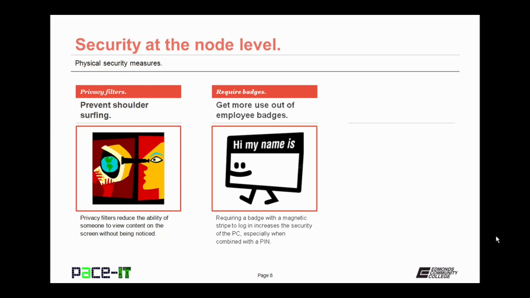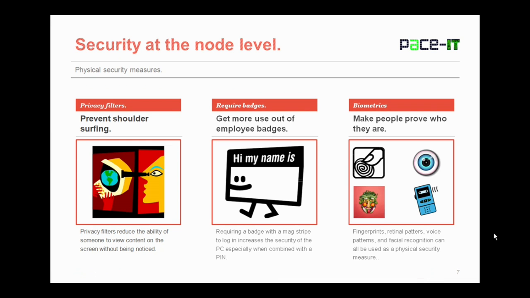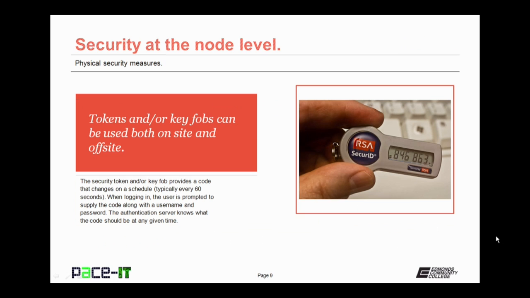And talking about that, you can also employ biometric measures. Make people prove who they are, not just by what they know, but by their physical feature. There are fingerprint scanners, retinal patterns, voice patterns, and facial recognition can all be used as a physical security measure.